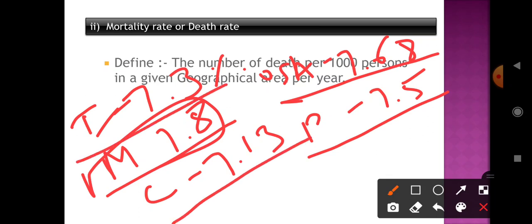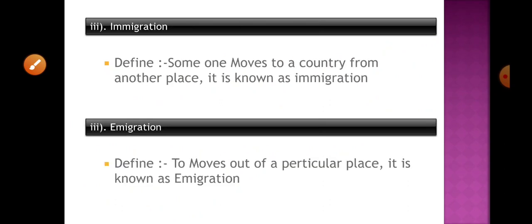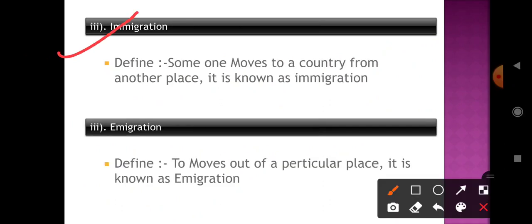So this is also data of 2018. So you can understand how this death rate is affecting the population of a particular area. Basically, it's the factors by which the population is changing. Okay. Then the third one which affects it is immigration and emigration.